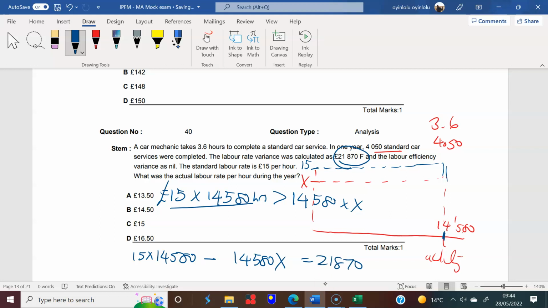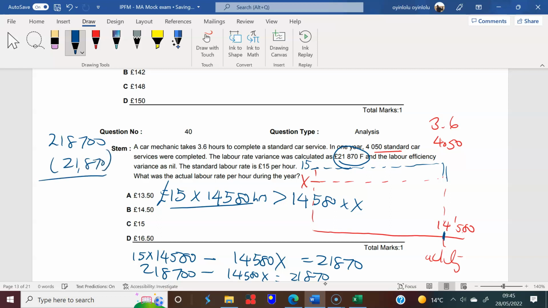So let me first find 15 times 14,580. That's 218,700 minus 14,580x, which is equal to 21,870. So it means that we actually spent in total 218,700 minus 21,870. We actually spent a total of 196,830 on those hours.